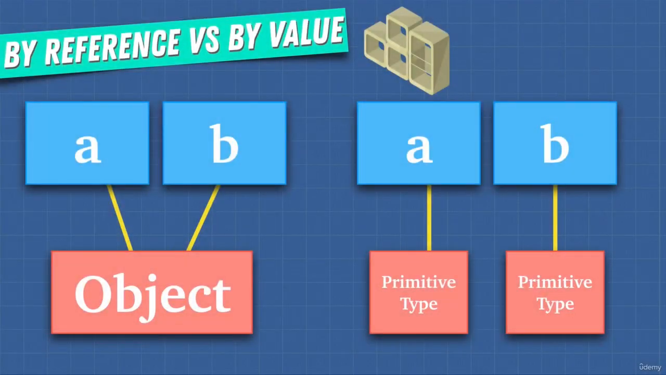Welcome back. Let's talk about pass by reference versus pass by value to finish our discussion about JavaScript types. Now, in the previous video, I said that primitive types are immutable. What does that mean? Well, it means that we can't really change them. In order to change them, we need to completely remove the primitive type.